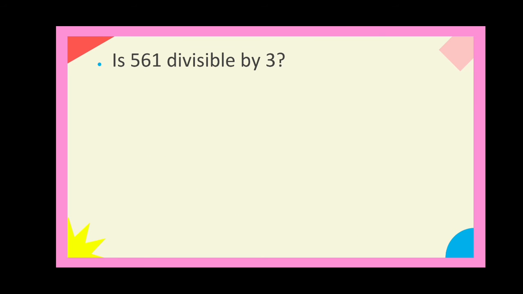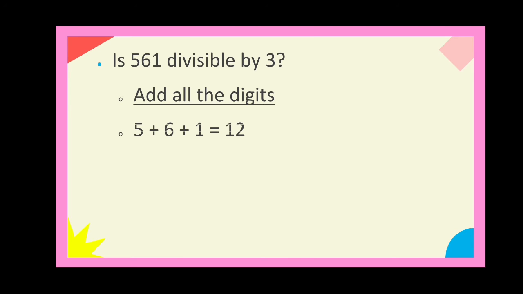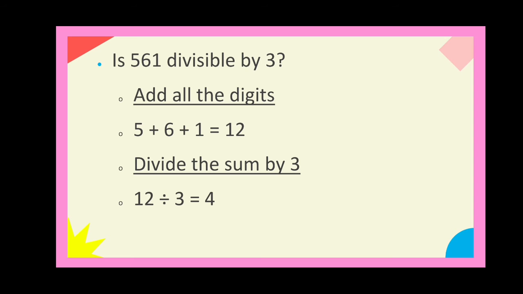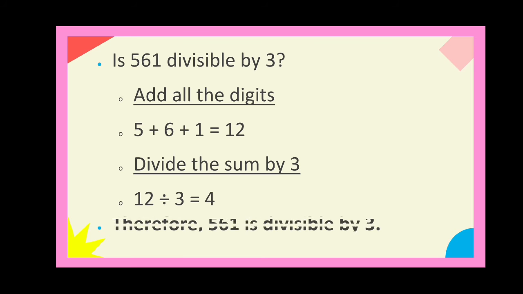Next example is 561 divisible by 3. So again, we need to add all the digits. Now we have 5 plus 6 plus 1 equals 12. Next will be divide the sum by 3. 12 divided by 3 equals 4. So dahil wala ulit remainder, ibig sabihin 12 is divisible by 3. So that means the given number, which is 561, is also divisible by 3.